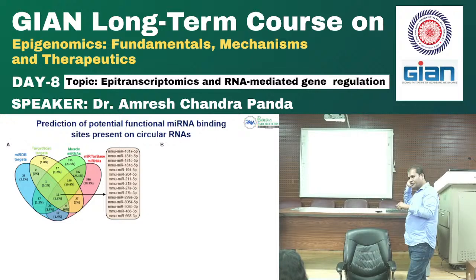So miRTarBase is a database that has microRNAs which have been validated by some biochemical method, whether it is sequencing or luciferase assay, Western. So validated functional microRNAs. From all this, we got 15 microRNAs which could be targeted by our circRNA and could be regulating myogenesis, right? So what do we need to do now?